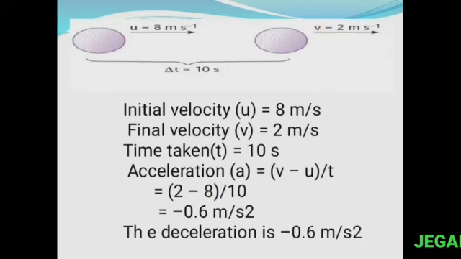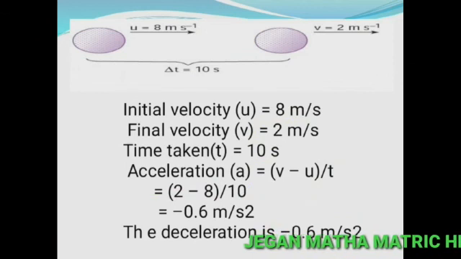What is the deceleration? So here we know that if velocity decreases with time, then it is negative acceleration. So what is the negative acceleration or deceleration here? Initial velocity u is equal to 8 meter per second. Then final velocity is 2 meter per second. Then time taken is 10 seconds. So acceleration a is equal to v minus u by t. So v minus u, 2 minus 8 divided by 10. So we get minus 0.6 meter per second square. So this is the deceleration of a golf ball.